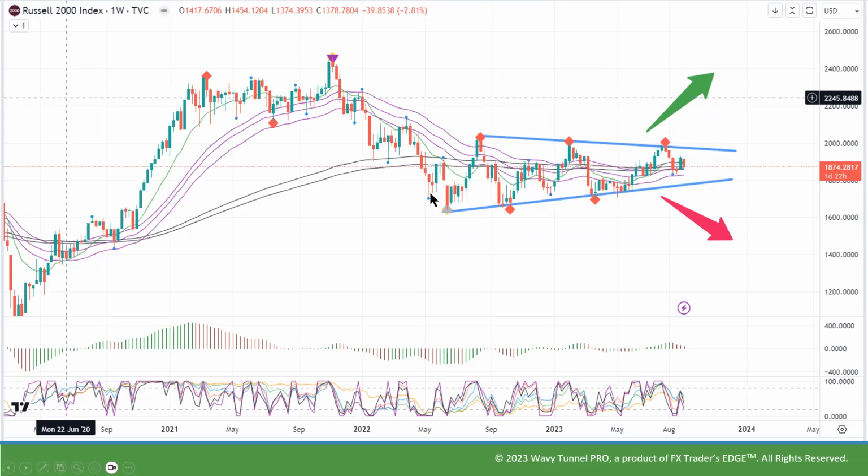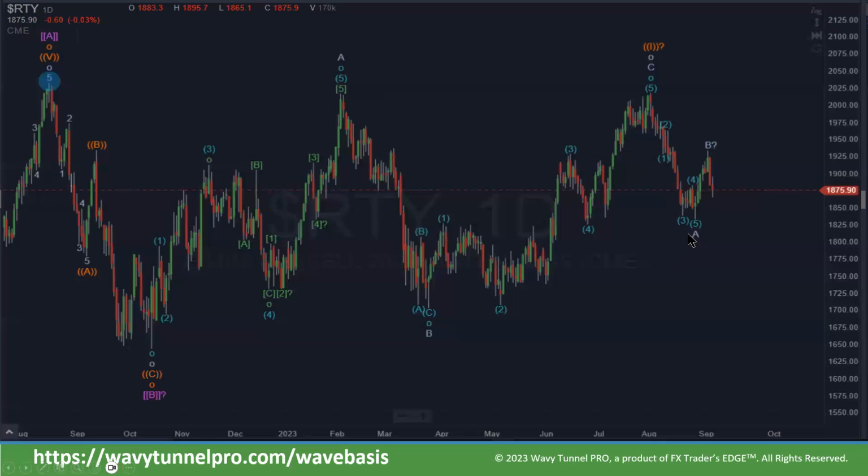Now, could we go lower from here? I don't think so personally, but I don't know. So I am looking for maybe a move down to this level, but then a move back up and a break higher. That's just my personal opinion. And here is the wave count. It's calling the same wave count as the others, but it's calling this a wave 1, and then an AB, possibly a wave C down. So I don't know.